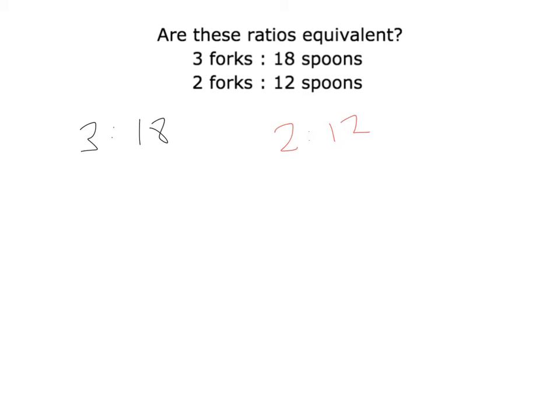Well, 3 and 18 we know are both divisible by 3, so I'm going to change this 3 into a 1, 18 to a 6, which gives me 1 fork for every 6 spoons. Alternatively here, I've got this 2 can become a 1 because 2 and 12 are both divisible by 2. And this becomes 6. So again, we've got 1 fork for every 6 spoons. So that means that these two ratios are equivalent.